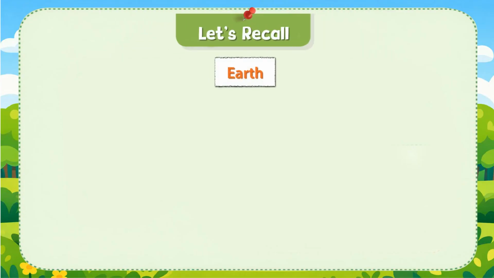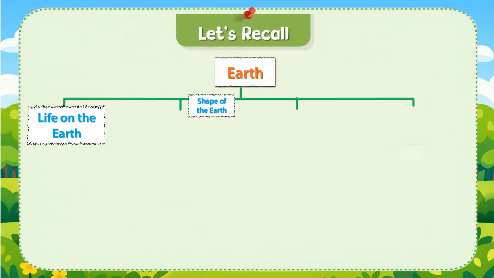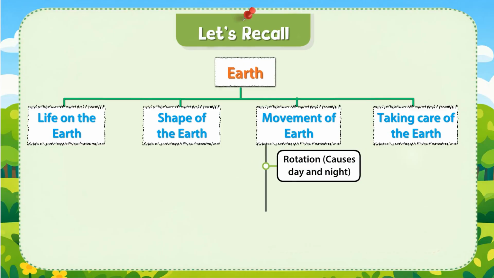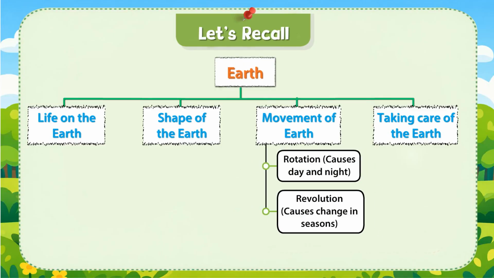Let's recall: Earth, life on the Earth, shape of the Earth, movement of Earth, taking care of the Earth. Rotation causes day and night. Revolution causes change in seasons. Methods to reduce pollution.